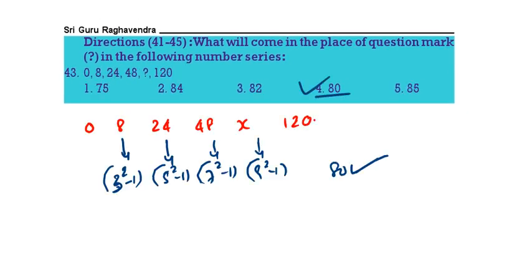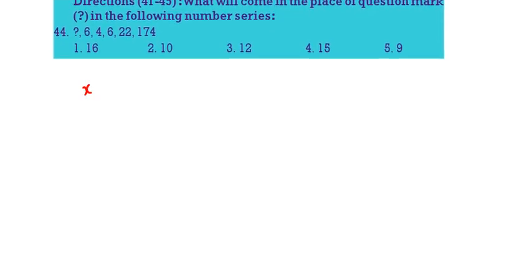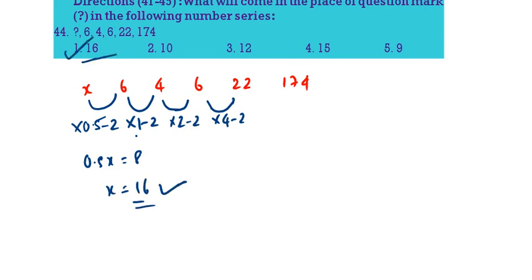Next question. Question mark, 6, 4, 6, 22 and 174. Now what should come in the place of the question mark? See here, this is into 1 minus 2. This is into 2 minus 2. This is into 4 minus 2, 122, 244. So this will be into 0.5 minus 2. So 0.5x is equal to 8, x is equal to 16. 8 by 0.5 is nothing but 16. 1 is the correct answer.